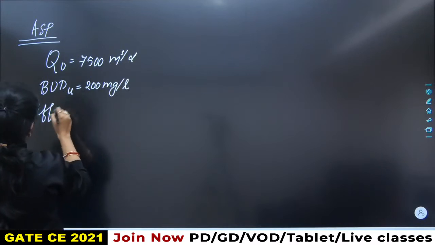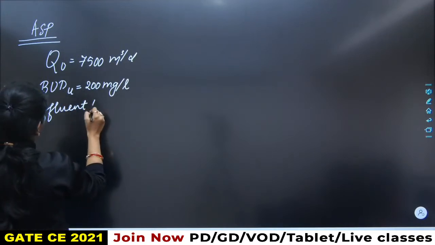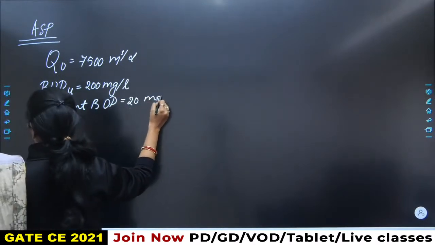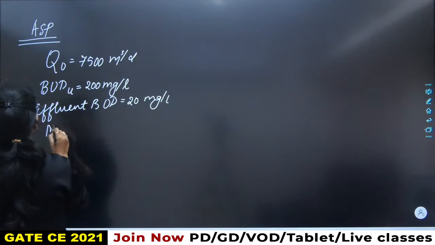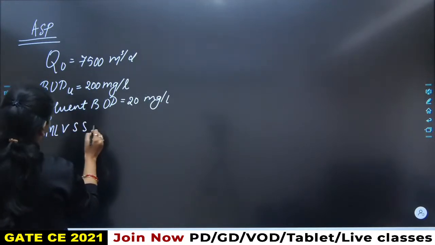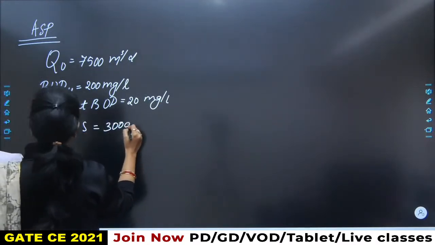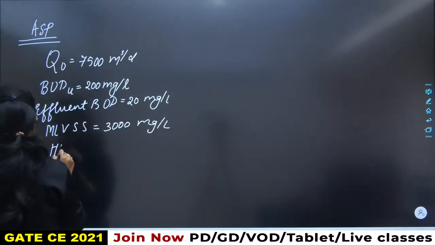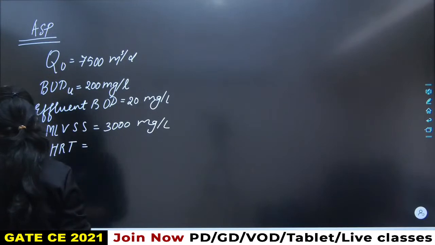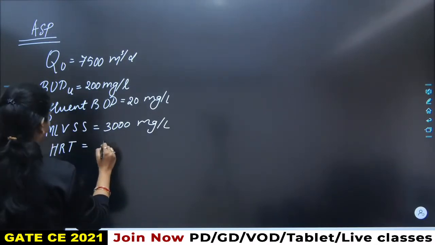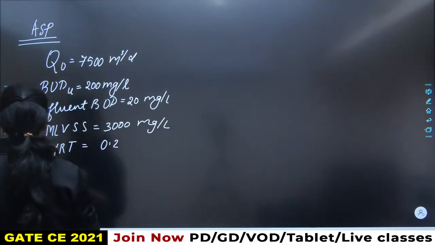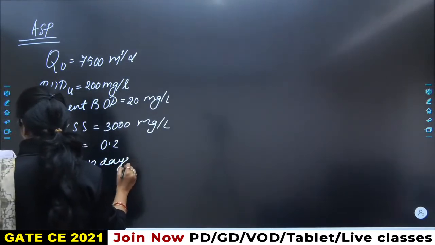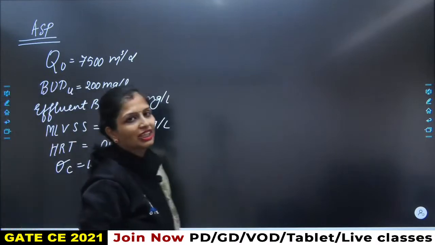Effluent BOD is 20 mg per liter. MLVSS is given as 3000 mg per liter, and hydraulic retention time is given as 0.2. Theta C is given as 10 days, and it has asked you the underflow volume of sludge wasted.